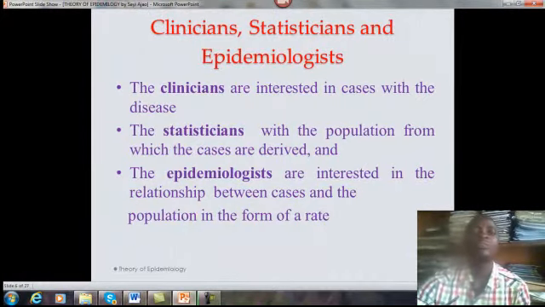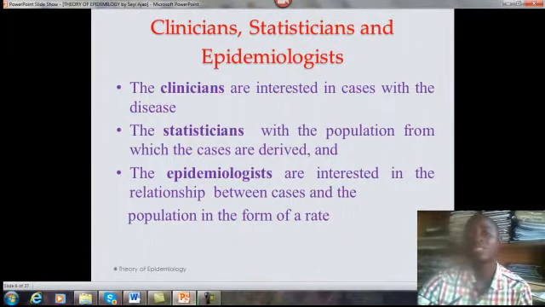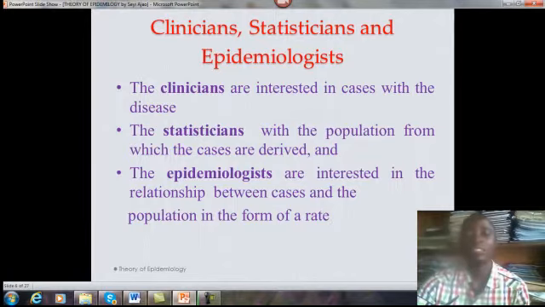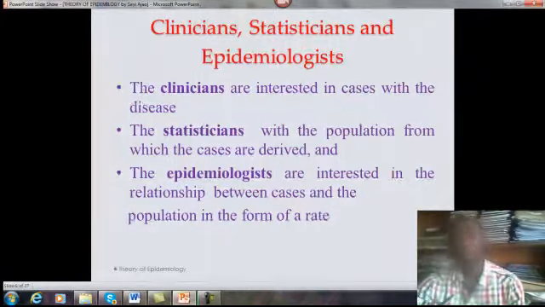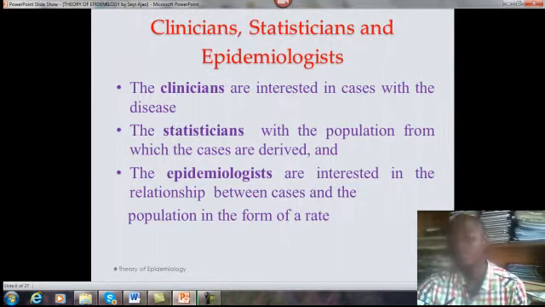Then we want to compare clinicians, statisticians, and epidemiologists. What are their roles? Clinicians are interested in cases with the disease. The statisticians are interested in the population from which the cases are derived. And the epidemiologists are interested in the relationship between cases and the population in the form of a rate. So what an epidemiologist expects is nothing but the rate, and the rate is supplied by a statistician.